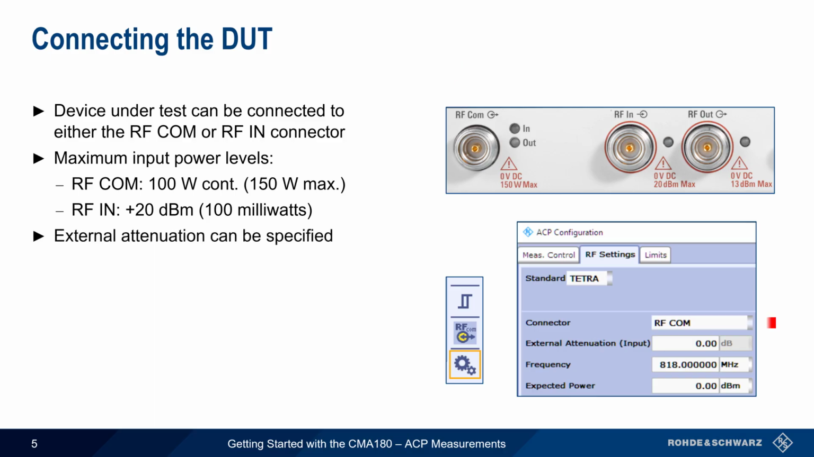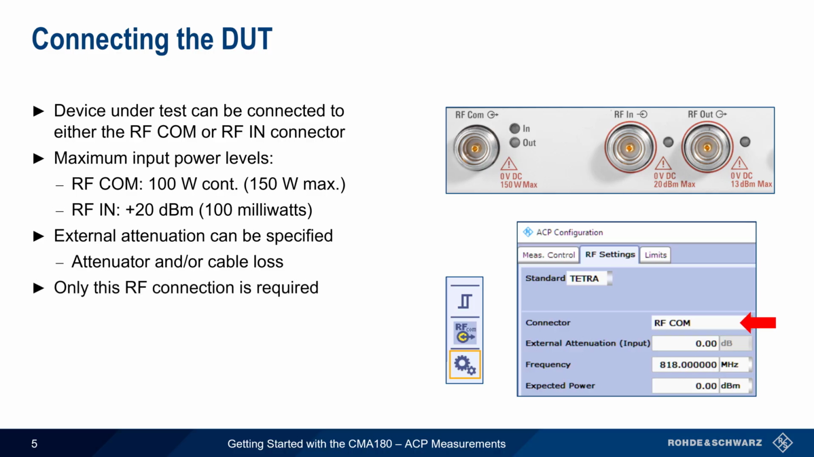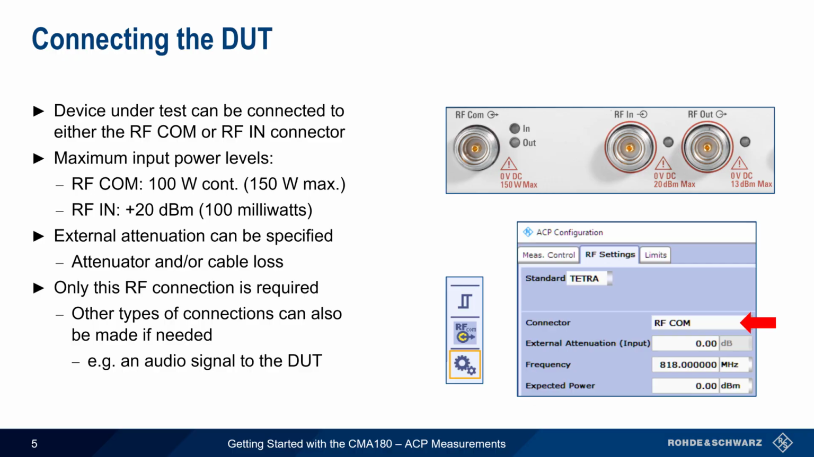An external attenuation value, either from an attenuator or due to cable loss, can also be specified. Note that this RF connection is the only one required for ACP measurements, although other types of connections can also be made. For example, an audio connection to supply an AF signal to the DUT audio input.